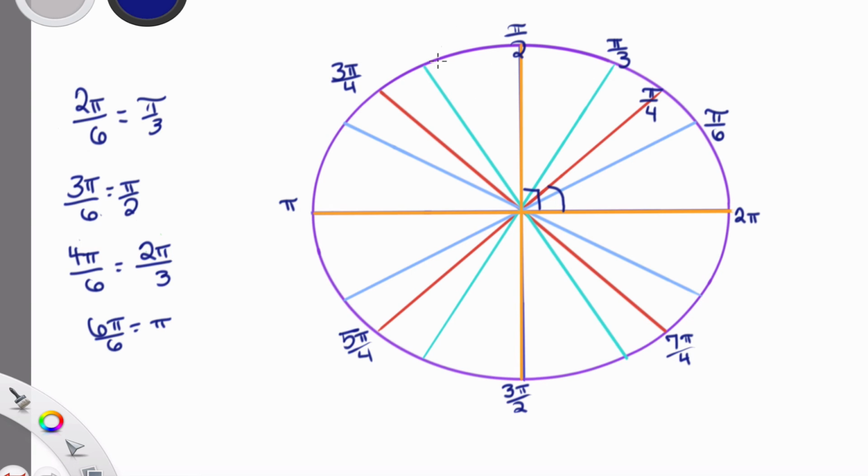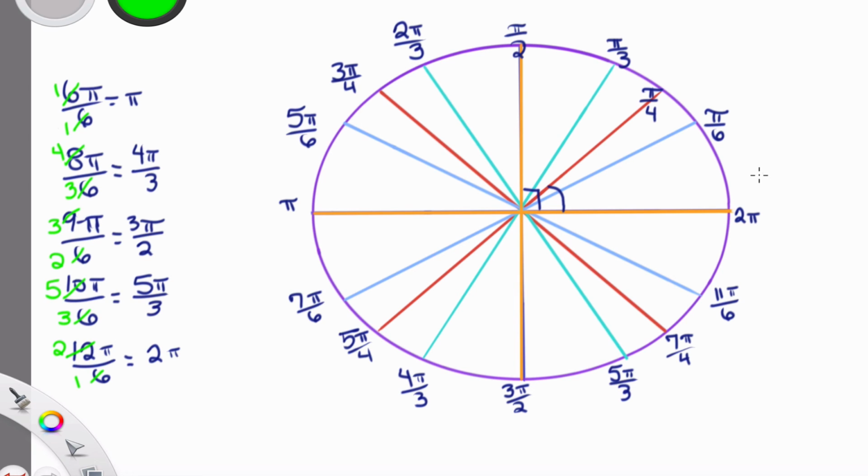The next one will be this turquoise terminal side, and this will be 4 pi over 6. I've done the scratch work here. This is the same as 2 pi over 3. There you have it. I filled in the unit circle using multiples of pi over 6. This one was 1 pi over 6, 2 pi over 6, 3 pi over 6, 4 pi over 6, 5 pi over 6, and so on and so forth.